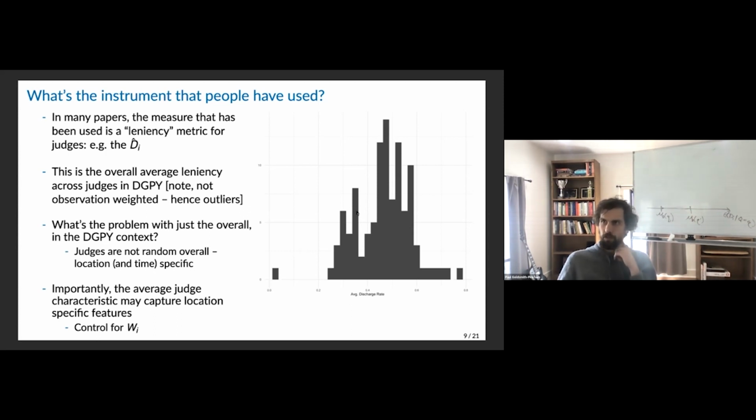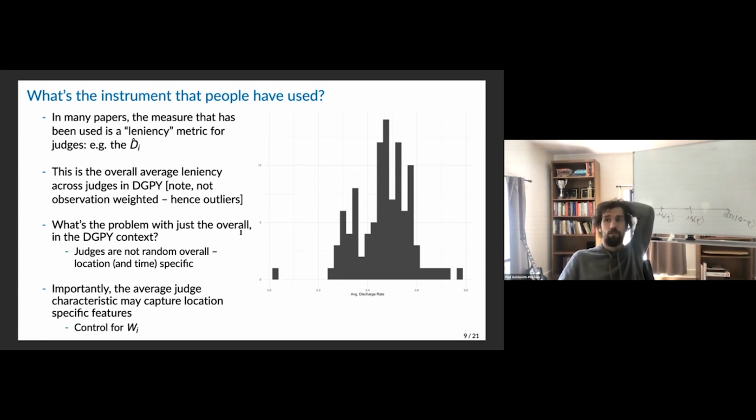I'm not observation weighting, so it looks different than what you'd get if you just use what exactly is in the paper. I just want to give you a sense of the variation. This is what the overall leniency measure would look like. And so, first, the question is, okay, what's the problem with just the overall in the DGPY context?